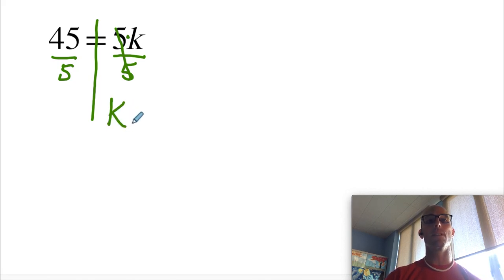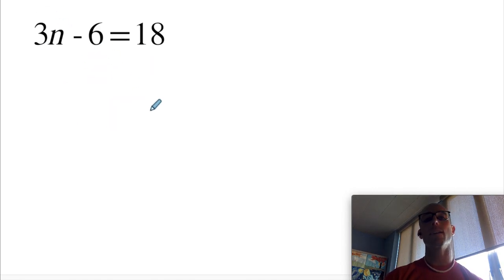All right, so in this case, we have k by itself, and then 45 divided by 5 is 9. So sure enough, k is 9. Okay? All right, now we're not going to get too crazy advanced too early on, but I do want to show you kind of the next level.